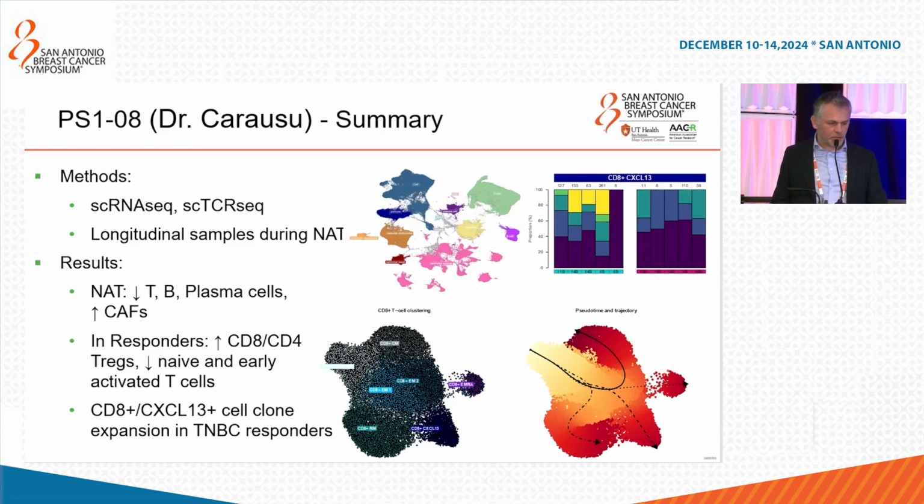In summary, the results here show that neoadjuvant therapy leads to a decrease in T cells, B cells, and plasma cells, and an increase in fibroblasts. And specifically in patients responding to treatment, there is an increase in the CD8 to CD4 Tregs and a decrease in naive and early activated T cells. And interestingly, the subtype of cell clone of CD8 positive CXCL13 positive cells was expanded in triple-negative breast cancer responders.